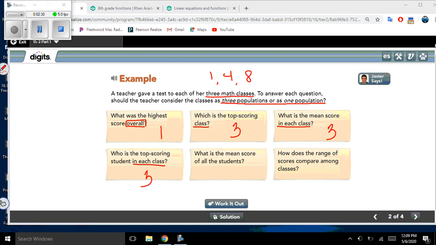What is the mean score of, again, key phrase here, all the students? So that means we're only looking at the group as one. And then how does the range of the scores compare among the classes? If we're looking for a range of the scores among the classes, we have to compare all 3 of those to compare the data. All right? So there's your first example from part 1.